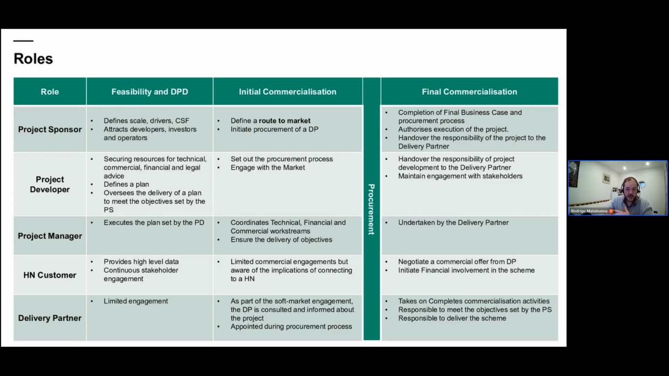So the heat network customer before the procurement is, you could argue, some sort of window shopper. It's a major stakeholder, but it's not until after the procurement that there is a financial implication in the delivery of the project. And the delivery partner, which initially takes the role of a stakeholder, a major stakeholder, then after procurement becomes, you could argue, the CEO of the network.